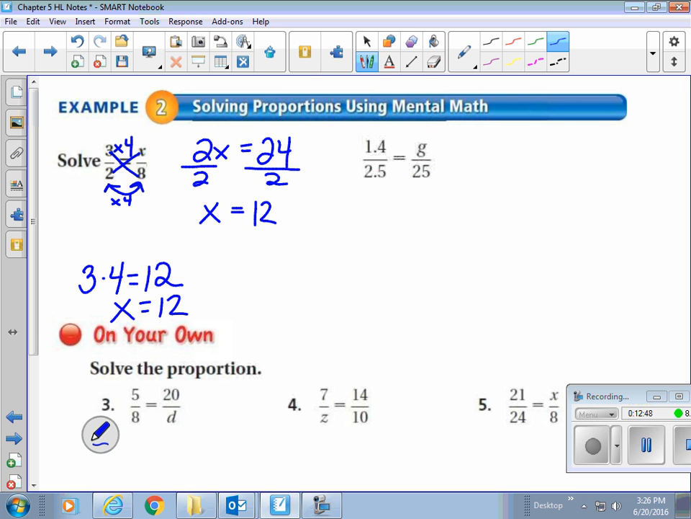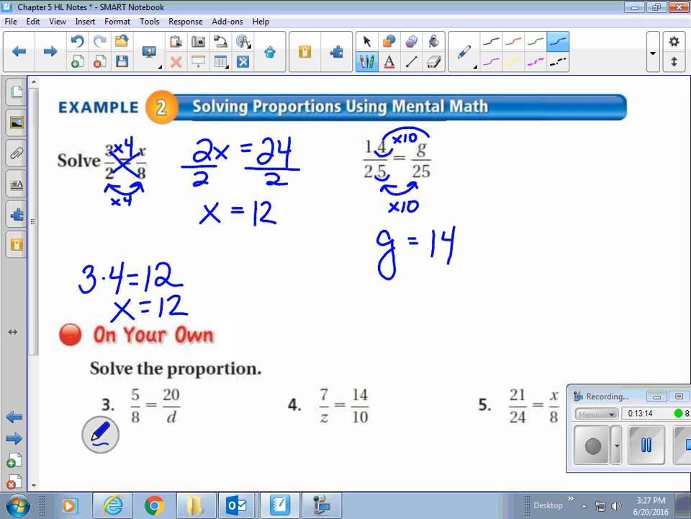This one here, if I'm looking for mental math, I know that I can just move this decimal point over 1 spot to make it 25, which means I multiplied here by 10. By moving your decimal point 1 spot to the right, it's like multiplying by 10. I would do the same thing here. 1.4 times 10, you're just moving your decimal point over. Therefore, g is equal to 14.